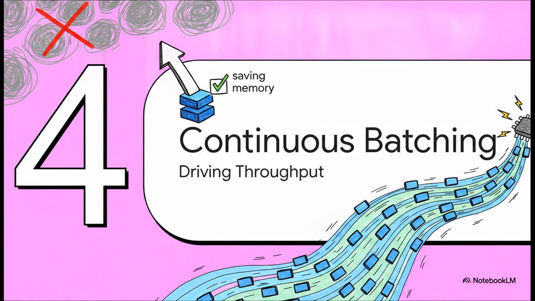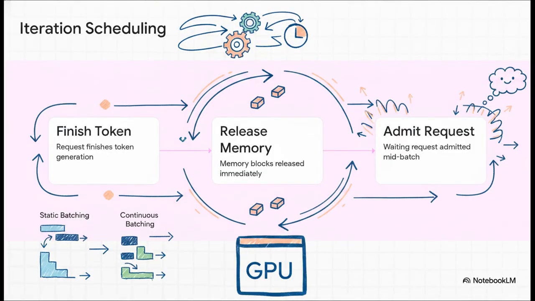Now for Section 4, let's see how continuous batching actually drives throughput. How exactly does saving memory translate to generating more tokens per second? The answer is continuous batching, made possible through iteration-level scheduling. In an older, naive system with static batching, you literally had to wait for the longest sequence in a batch to finish before you could let new requests in. Shorter requests would finish, and their GPU slots would just sit there, idle.